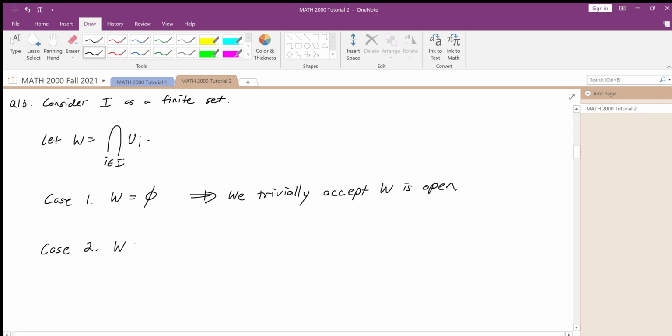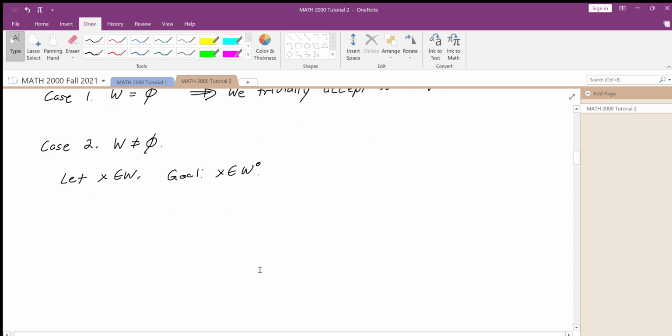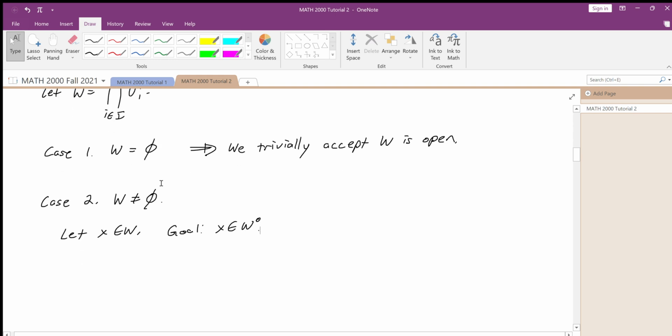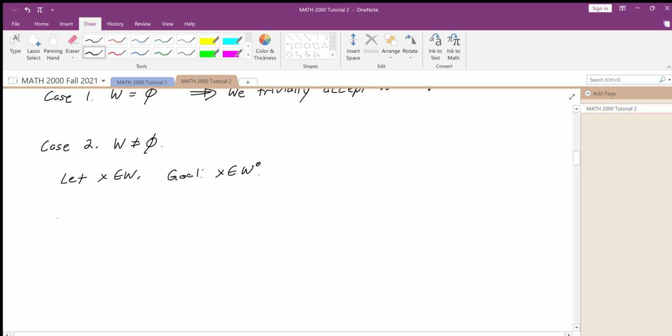Case 2, W is non-empty. And this is the case that will require all the work. So let X be inside W. What is it we want to do? What we want to do is to show X is inside the interior of W. So that way W will be open. So we recall W is the intersection of all the UIs, so then X is an element of UI for all I.